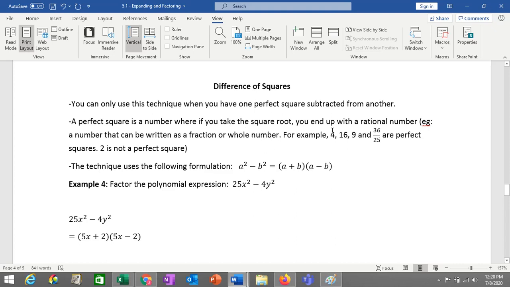So 4 is a perfect square because if we take the square root, we get 2. Easy. 16 because we get 4. And this fraction is a perfect square because the top can be square rooted and you get 6, and the bottom square root you get 5. So these are nice, easy numbers. Right? 2 is not a perfect square because if you take the square root of 2, you actually get a number that goes on forever.